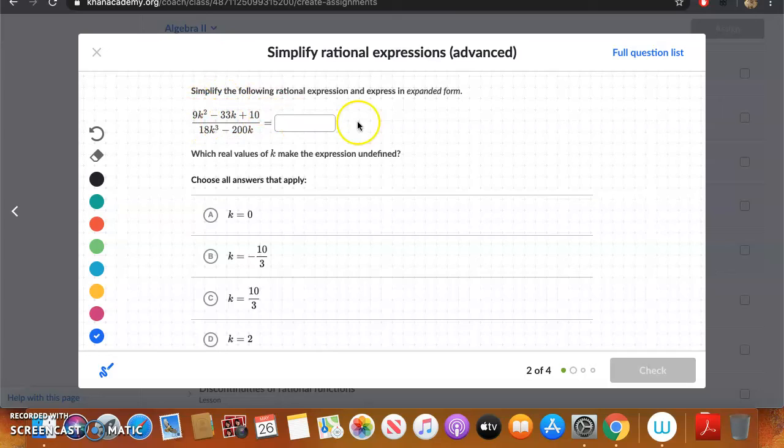There's no GCF here, so I'm just going to go straight at it. I think it's going to look something like this. It's going to have a 9k and then it's going to have a k. And this is step 1, just factor completely, right? So the back term is 10, but I need negative 33. Now that's going to be tough with 9 in front. Or is it? 5 and 2? No, I'm not going to get it.